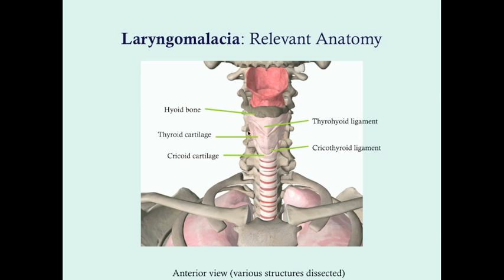So here's an anterior view. Various structures are removed here. You can see the beginning of the laryngopharynx. Here's your hyoid bone, the thyroid cartilage, cricoid cartilage. There's a few ligaments here, the thyrohyoid ligament, which connects the thyroid cartilage to the hyoid bone, and the cricothyroid ligament. This is the area where you do your tracheostomy. And this is between the thyroid cartilage and the cricoid cartilage, and then at that point you have your cartilaginous rings of the trachea.